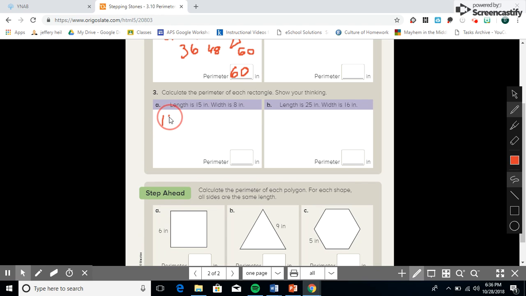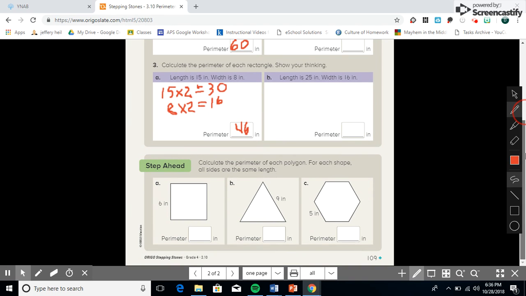So I'm going to use the multiplying by 2 strategy on this one. I think this strategy is a little bit quicker and it doesn't take up quite as much space. So 15 times 2 equals 30. And 8 times 2 equals 16. So our perimeter is 46 inches. Go ahead and do B on your own with whatever strategy works for you.